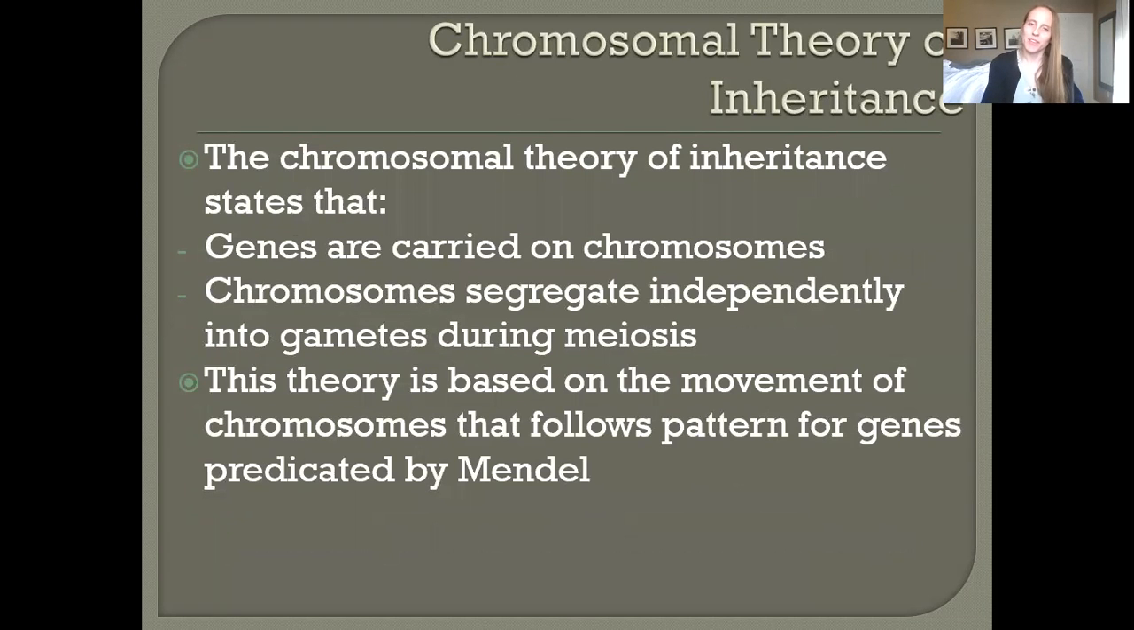So the chromosomal theory of inheritance says that genes are carried on chromosomes, which we already knew, that chromosomes will segregate independently into gametes, so that they'll go to the opposite sides, and they'll be sorted not based on maternal or paternal, but at random. And this theory is based on the movement of chromosomes that follows the patterns that were predicted by Mendel when he was doing all those experiments on his pea plants.